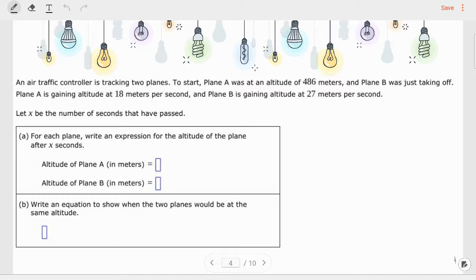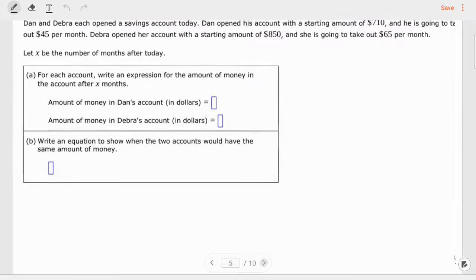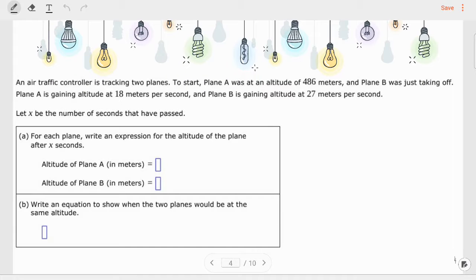Okay, we're going to try one more together, and then I want you to try one on your own. An air traffic controller is tracking two planes. To start, plane A was at an altitude of 486 meters, and plane B was just taking off. Plane A is gaining altitude at 18 meters per second, and plane B is gaining altitude at 27 meters per second. So let's write an expression for each plane for the altitude of the plane after x seconds. So plane A, altitude of plane A.